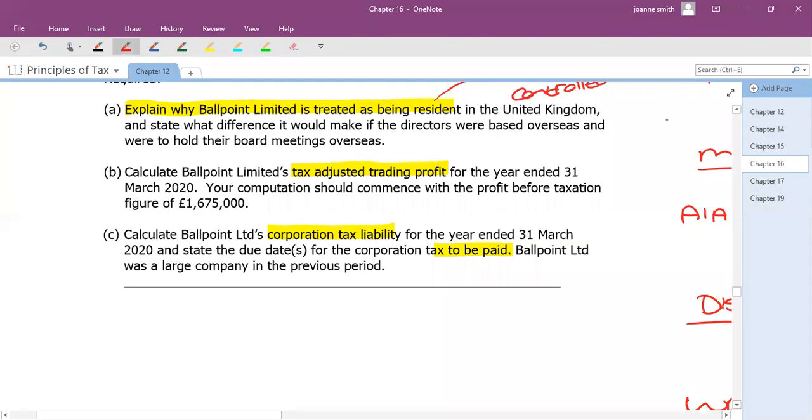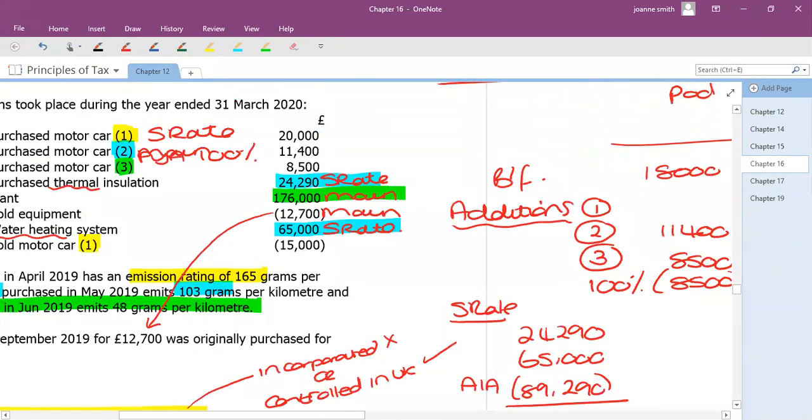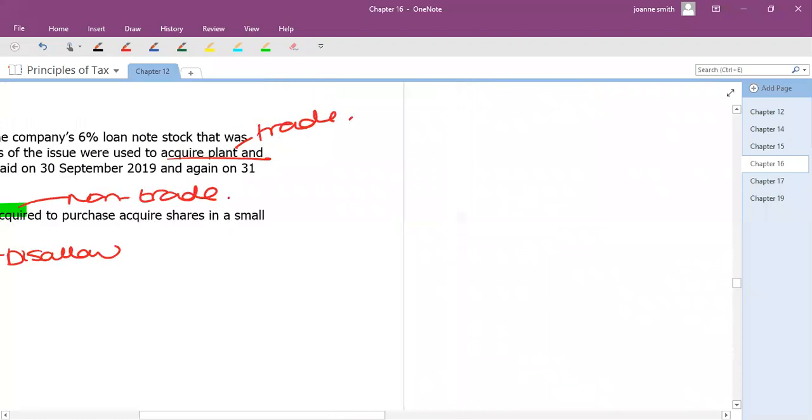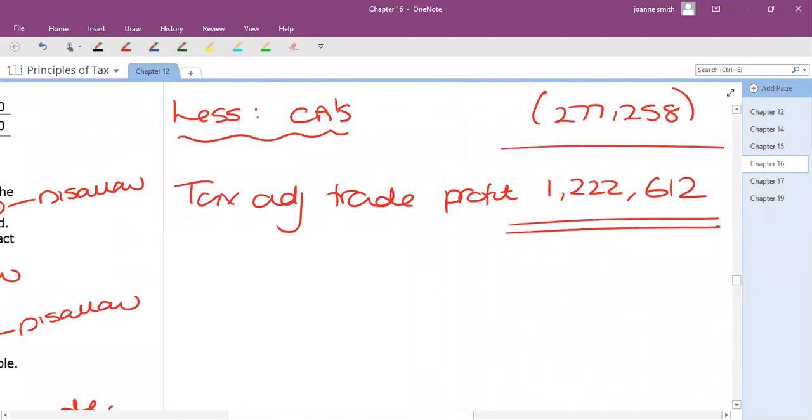So the final part of the question is to calculate the corporation tax liability. To do this, we're going to take what we worked out in part B, remembering you get all your own figure marks, and we're going to add to it any other income that Ballpoint might have in order to work out the tax. So if we go back up here to what we worked out in part B and carry on to calculate the corporation tax.